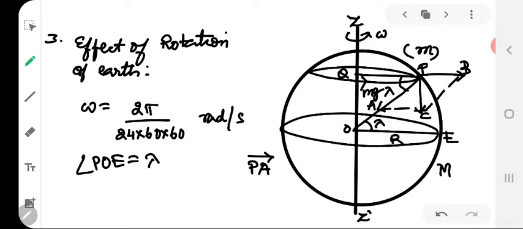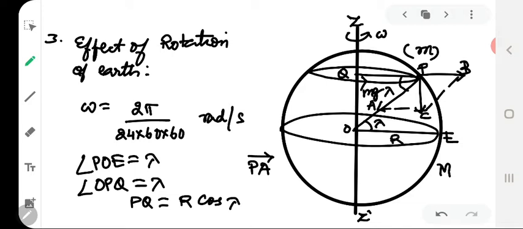As the earth rotates about the axis z dash, the body at point P moves along the circular path whose center is at Q and radius is PQ. Angle OPQ is also equal to lambda. So this means PQ is equal to R cos of lambda.